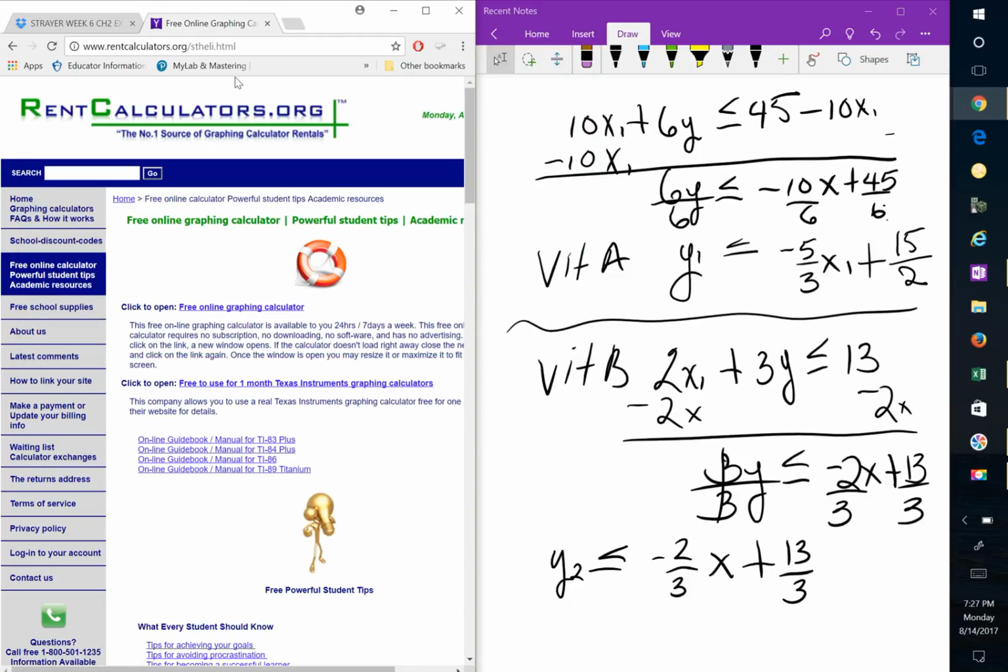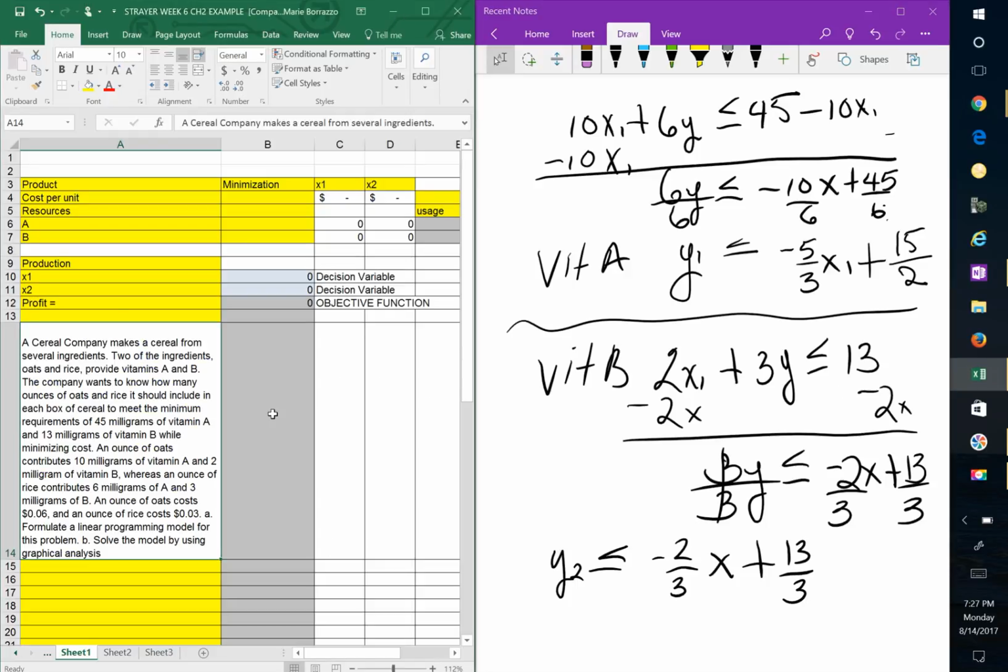What you're going to do this week is you're going to actually use Excel, and I'm going to send you a template similar to this so you can work it through. And technically with this video you should be able to program this fairly easily. So first thing we do is we set the template up where we look at this. It is a minimization. Our x1 we can label oats. Our x2 we're going to label rice.